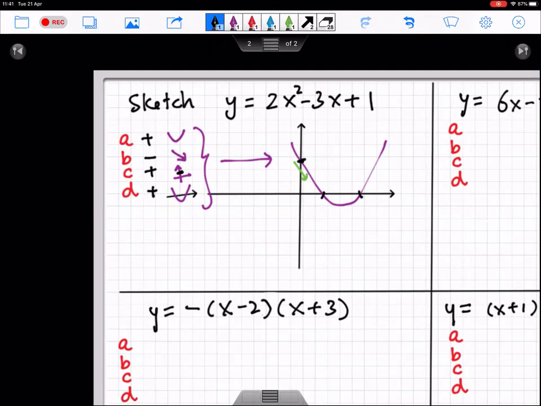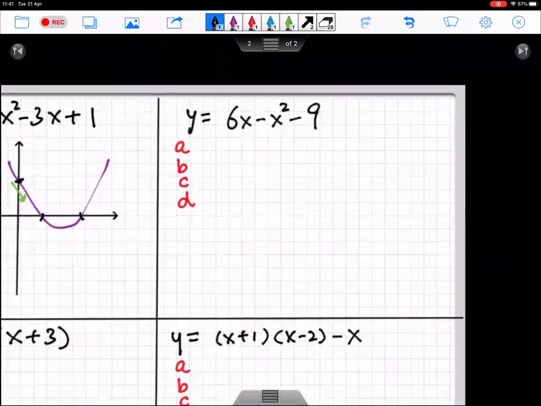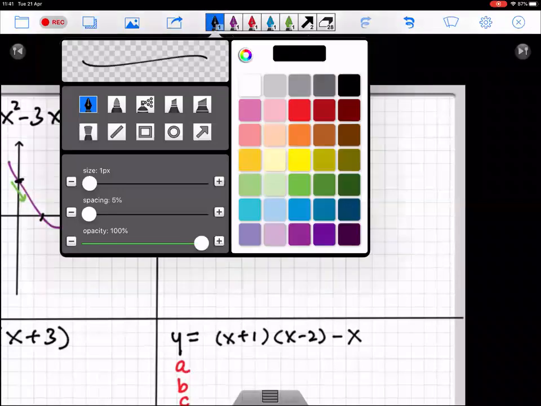So let's take a look at the top right corner. All right, let's take a look at another example. y is 6x minus x squared minus 9. All right. So the twist here is do not follow this idea.